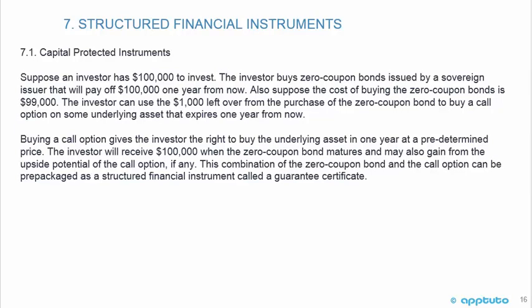The investor can use the $1,000 left over from the purchase of the zero coupon bond to buy a call option on some underlying asset that expires 1 year from now. Okay? So buying a call option gives the investor the right to buy the underlying asset in 1 year at a predetermined price. The investor will receive the $100,000 when the zero coupon bond matures and may also gain from the upside potential of the call option, if any. This combination of the zero coupon bond and the call option can be prepackaged as a structured financial instrument called a guarantee certificate.